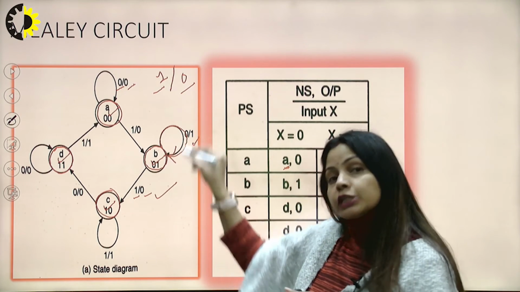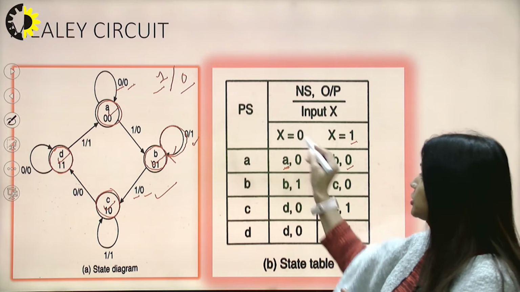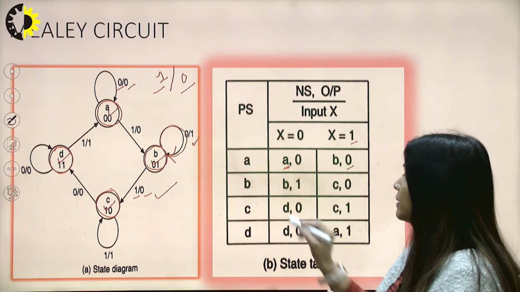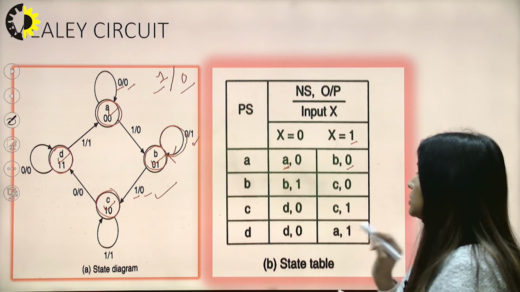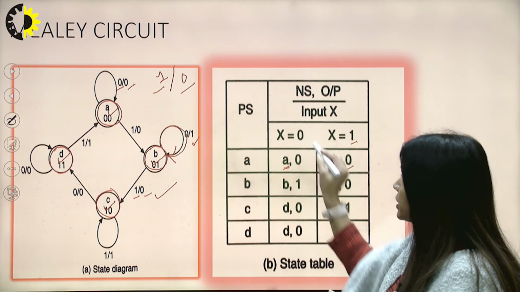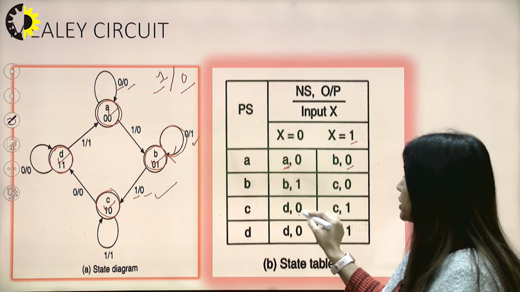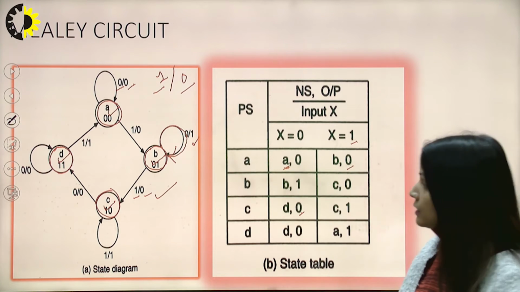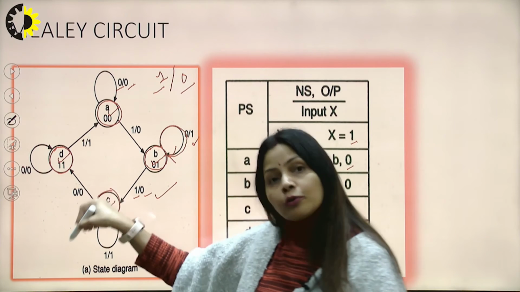B remains in its own state when input is 0 and output is 1. Similarly, C to D and C to C. So when input is 0 and output is 0, C goes to D state.